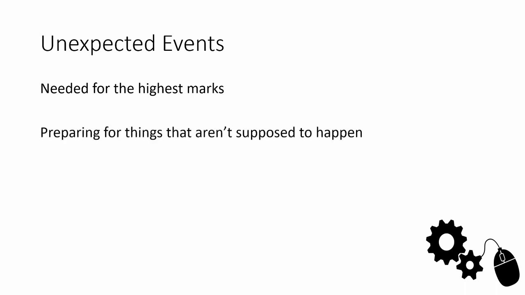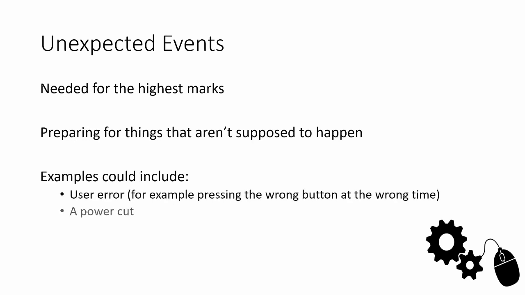The unexpected events are there for preparing for things that aren't supposed to happen. So for example, we could have a user error, where the user presses the wrong button at the wrong time. So they press a button, say for the surcharge, before the timer has even started, before the calculation's even started, or something like that. Obviously, depending on the device that we're building, it would be different things.